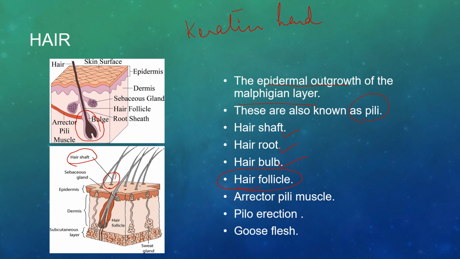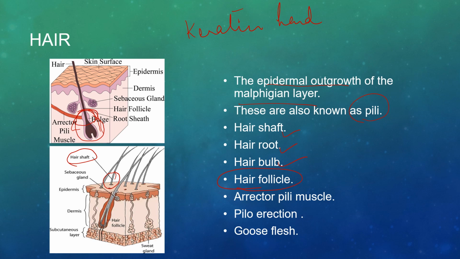The hair root is the part which is embedded into the skin. As the name suggests, just as a plant is embedded within the soil with the help of its root, the hair root helps the hair to get embedded within the epidermis region. Next comes the hair bulb. What is the hair bulb? The lowest part of the hair root bulges, and that forms the hair bulb.